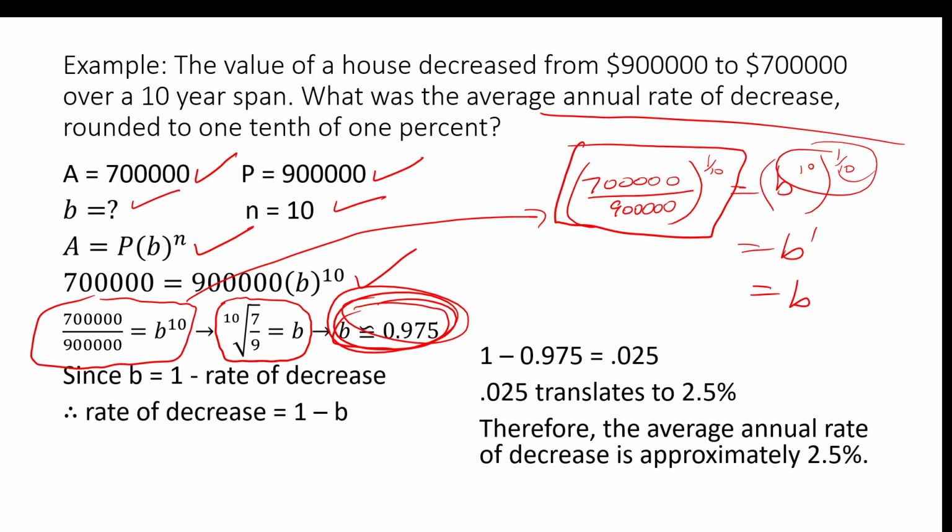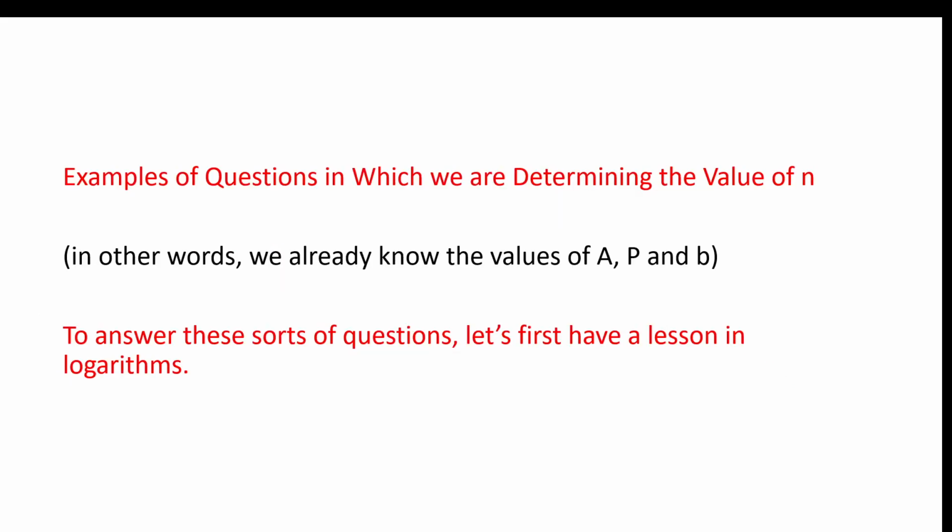Now, since B is equal to 1 minus the rate of decrease, then we can simply say that the rate of decrease will be equal to 1 minus B. So 1 minus 0.975 will be equal to 0.025, and moving that decimal over 2 spaces, we see that that translates to a 2.5% rate of decrease.